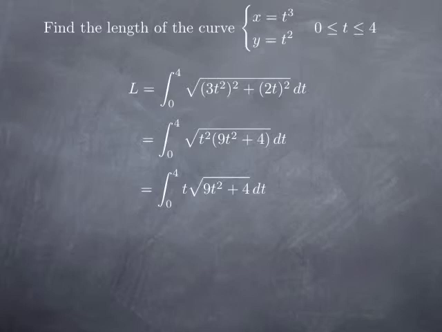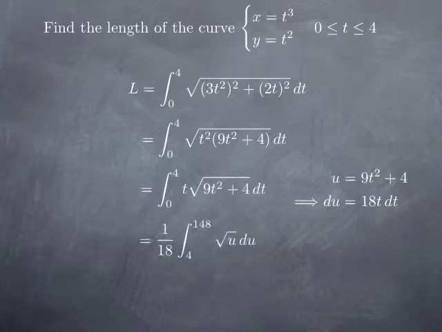Well, you see that what we have outside is a constant multiple of the derivative of the function inside the square root. So a natural way to calculate this integral is to use a substitution. u is 9t squared plus 4. When we calculate du, we get 18t dt. So I can replace t dt by 1/18 of du, and therefore this integral rewrites as 1/18 integral of root of u du. And you see that we have changed the bounds of integration.